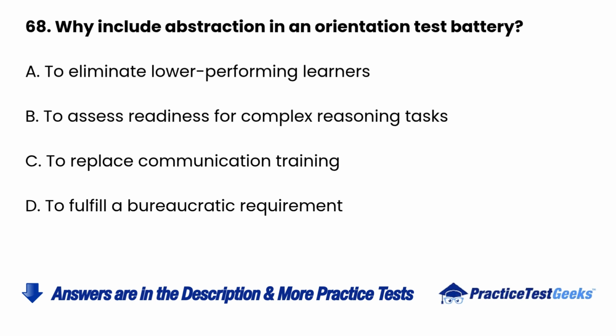68. Why include abstraction in an orientation test battery? A. To eliminate lower-performing learners. B. To assess readiness for complex reasoning tasks. C. To replace communication training. D. To fulfill a bureaucratic requirement.